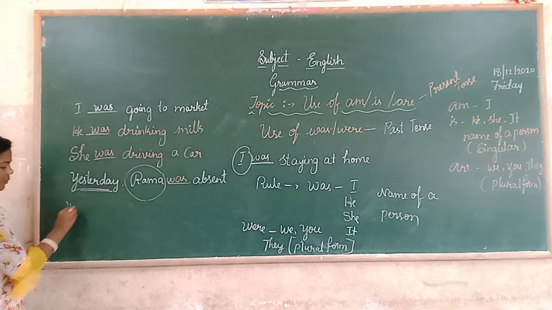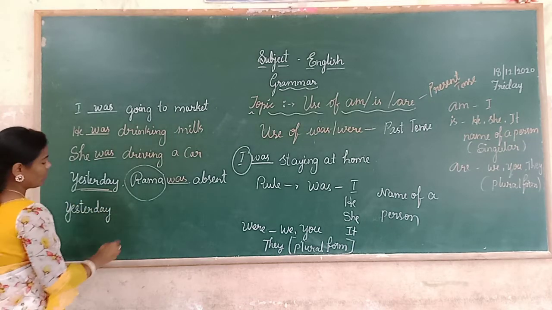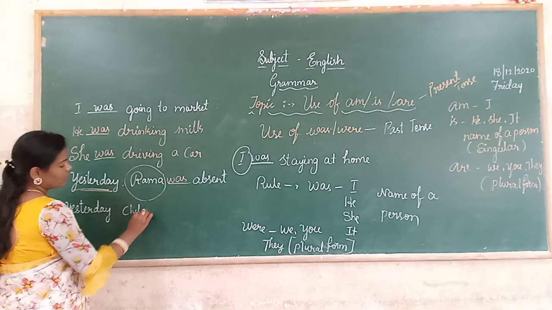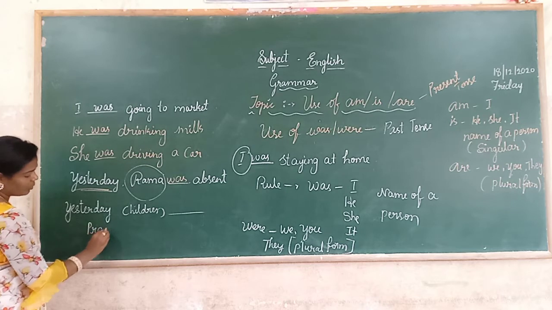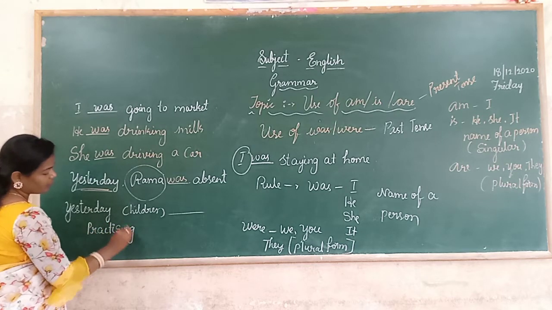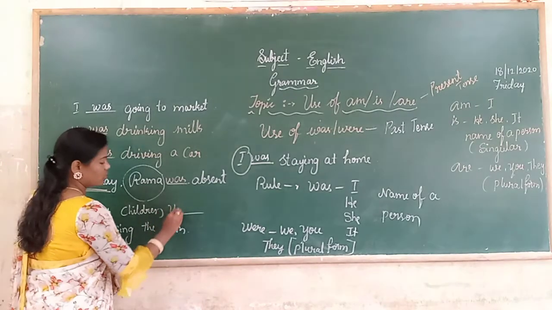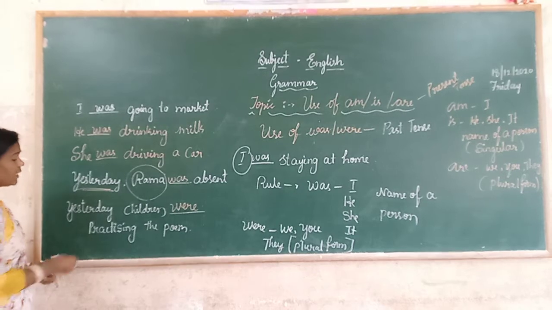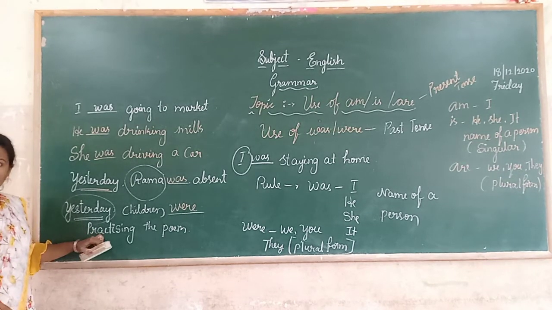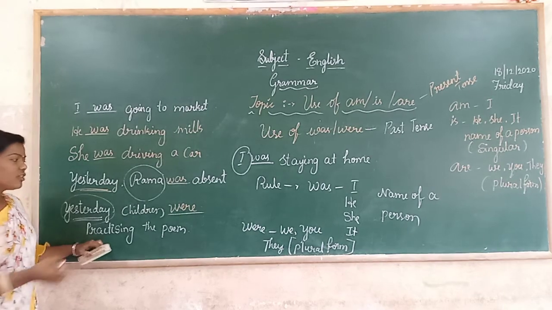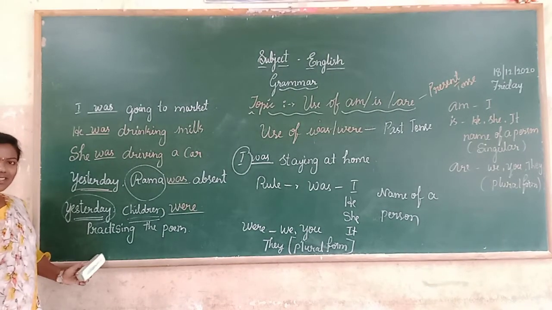Next one. Yesterday, children dash practicing the poem. So what do you feel here? Was. Why? Is this in present tense or past tense? Past tense. How do I identify it? Yesterday. I mentioned yesterday here. Yesterday refers to past tense. So is the subject singular or plural? Children. It is plural. The subject is plural, and it is in past tense.